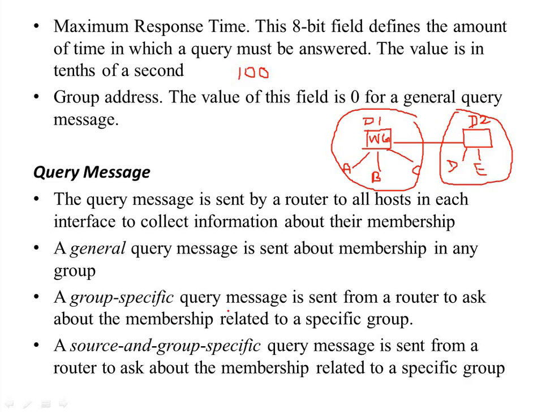The second query, the group specific message, is sent from a router to ask about the membership related to a specific group. A source and group specific query is sent from the router to ask about the membership related to a specific group. So if these are connected to a router, the router may ask such kind of information. Group specific information will be this one. So the source and group specific query message is the third query message.